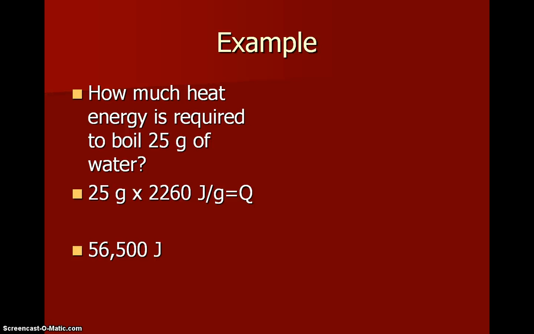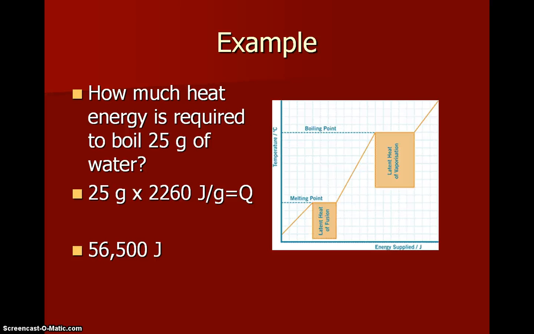All right, so let's look at an example of how much energy it takes to change the state of a substance. It says how much heat is required to boil 25 grams of water. Well, that is just Q equals M times the heat of vaporization. That's a known value. I gave it to you on the slide previously. It's on your reference table. We multiply it by 25, and you get this 56,500 joules. So that's how much energy it takes just to change the state. And remember, it's not changing its temperature.